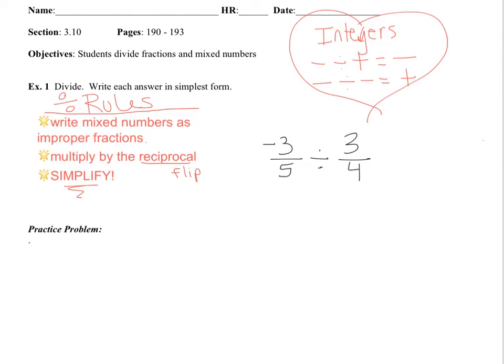All right, so I have negative 3/5 divided by 3/4. Write that down and let's go through our steps. First, writing mixed numbers as improper. I don't need to mess with that because I don't have any mixed numbers. So we're ready to multiply by the reciprocal. We are going to change the division to multiply, and then find the reciprocal of 3/4. So I just flip that fraction around.